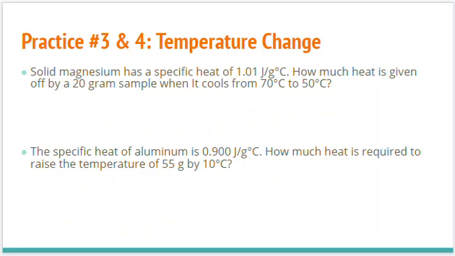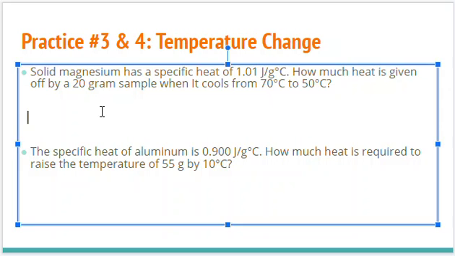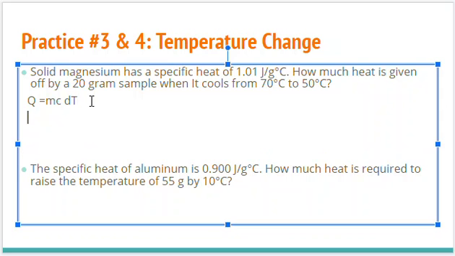Okay, so let's look at a couple of examples here. Solid magnesium has a specific heat of 1.01. How much heat is given off by a 20-gram sample when it cools from 70 to 50 degrees Celsius? So Q equals MC delta T. We just want to plug in those numbers. Q is our energy, that is what we are solving for. Our M is 20 grams. C is that 1.01 joules per gram degrees Celsius. And our change in temperature is 20 degrees Celsius.